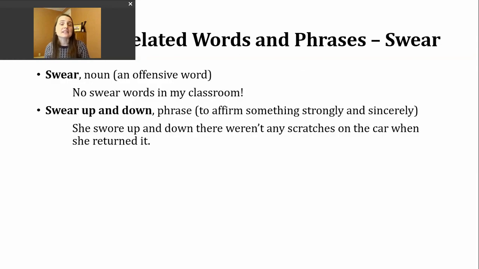Now, let's take a look at some words that are related to our verb of the day, swear. And the first thing we're going to take a look at is the noun form of this word. So, same spelling, same pronunciation. Here, the noun is going to tie back to the third meaning of the verb that we looked at earlier. So, as a noun, a swear is an offensive word. So, you might hear someone, particularly a teacher, say something like, no swear words in my classroom. Right? So they're saying these are not allowed. Don't use this type of offensive language.